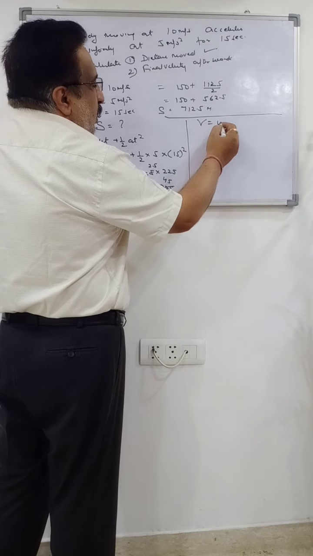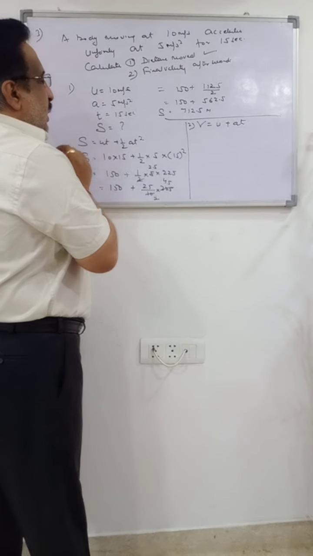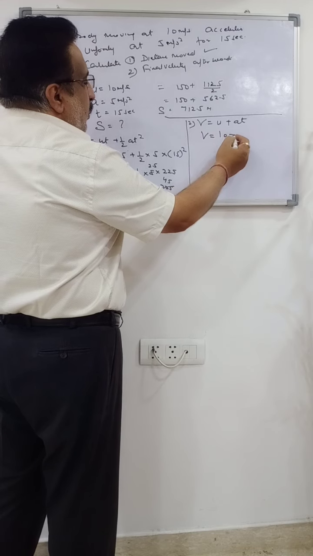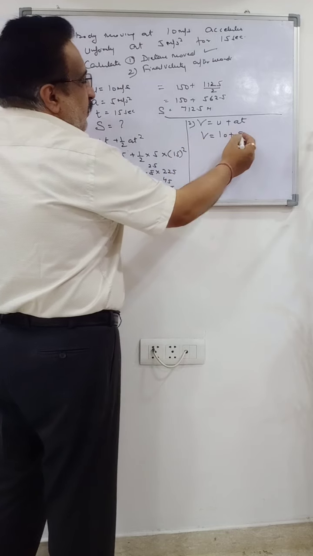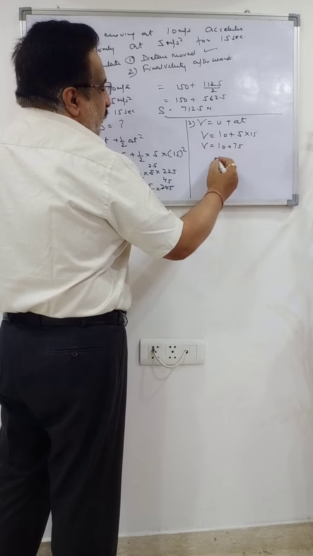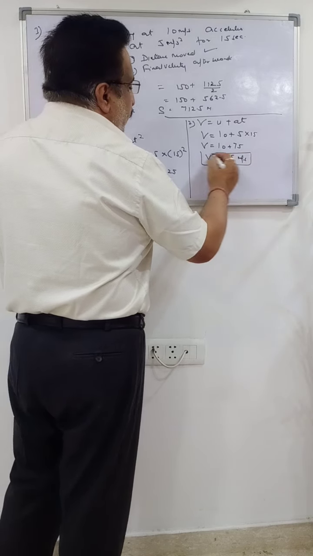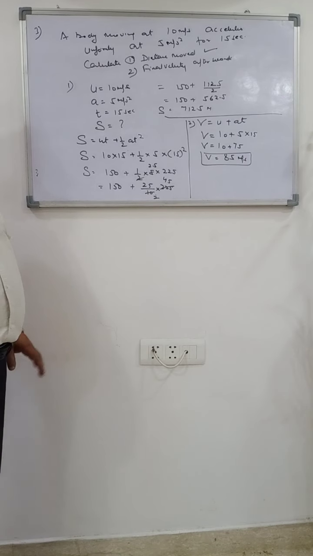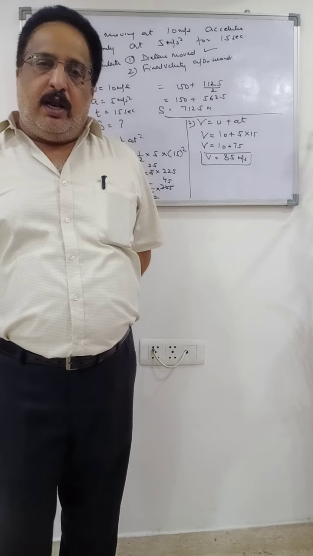So V is equal to U. This is the second part. U plus AT. What is V here? V आपने निकालना है. What is U? 10 plus what is acceleration? 5 into what is time? 15. So V is equal to 10 plus 75 is equal to 85 meter per second. V is equal to 85 meter per second. That is the answer. So that is how to solve the numerical problem here.